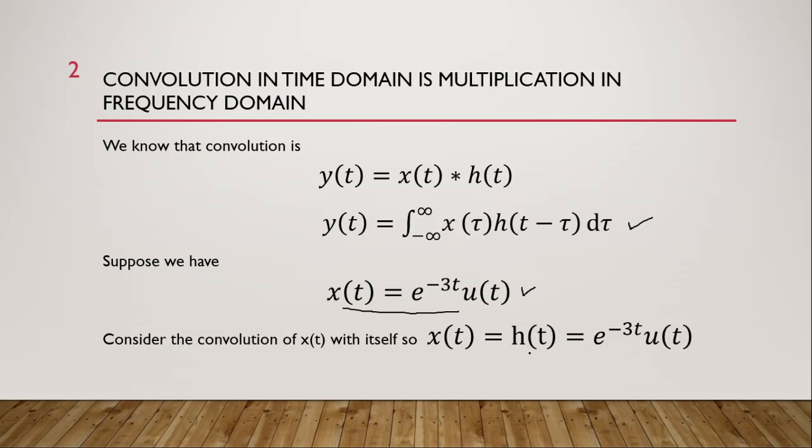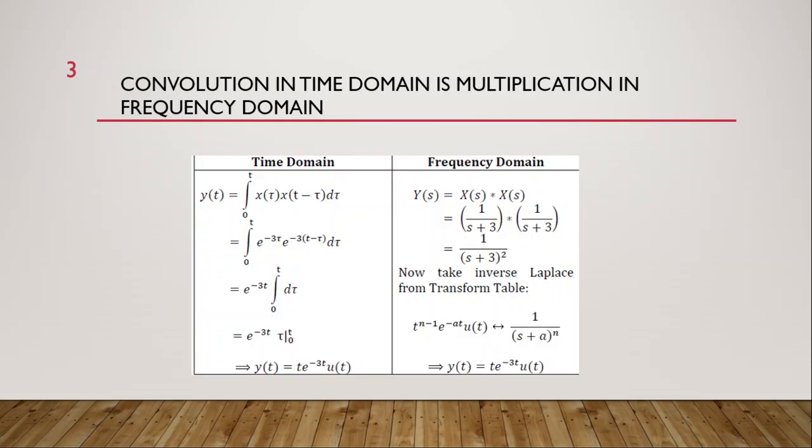So we have x of t and h of t both as e power minus 3t u of t. I am going to convolve e power minus 3t u of t with e power minus 3t u of t. That is what I am going to do in time domain as well as in frequency domain.